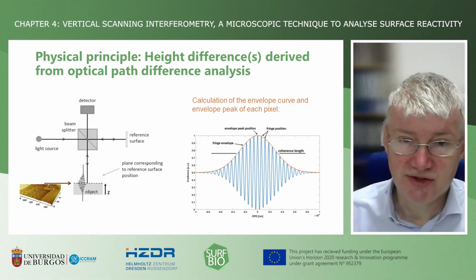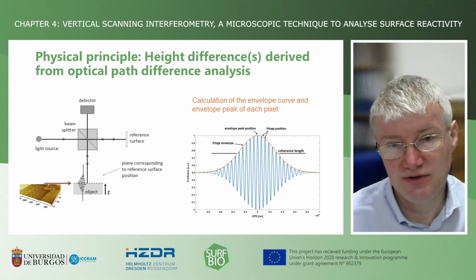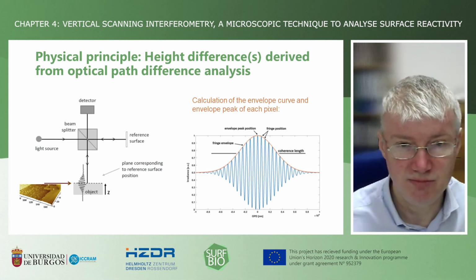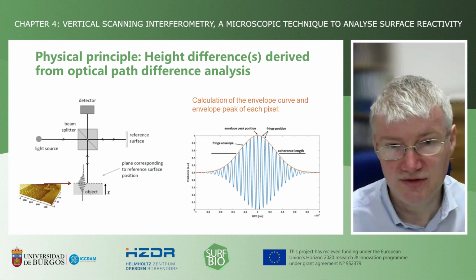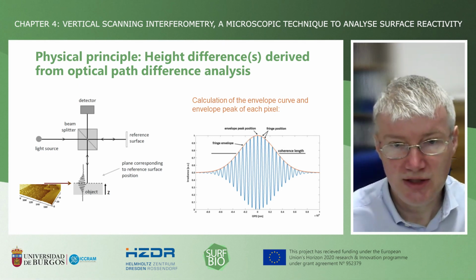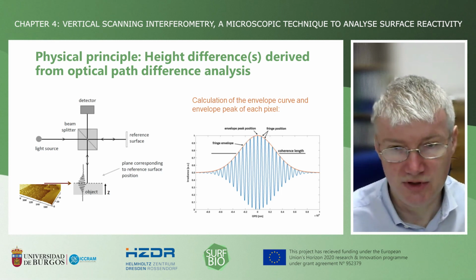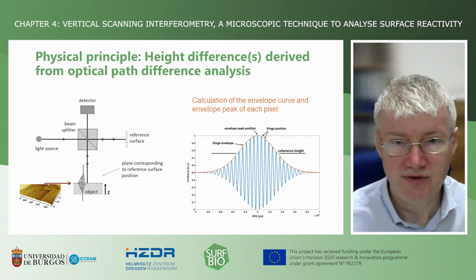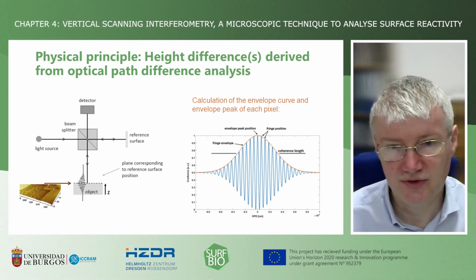The technique, vertical scanning interferometry, is reminiscent of the Michelson interferometer that you know from your physics textbook. You have a light source, and the light beam goes to the beam splitter, the central part of the left-hand scheme of the slide. After the beam splitter, we have two light beams available. One of them goes further to the right part to a reference surface. The second goes down to the sample stage where our reacting surface is observed.